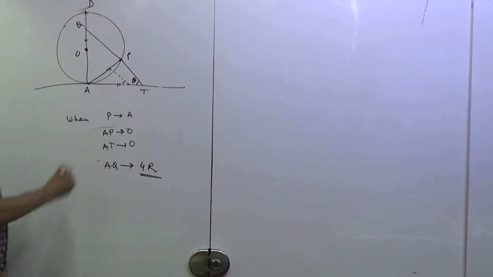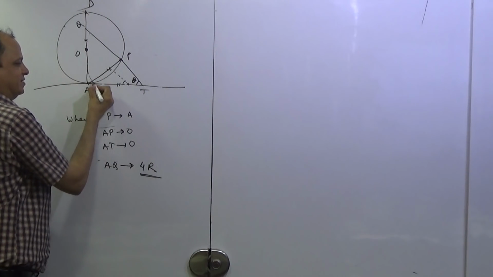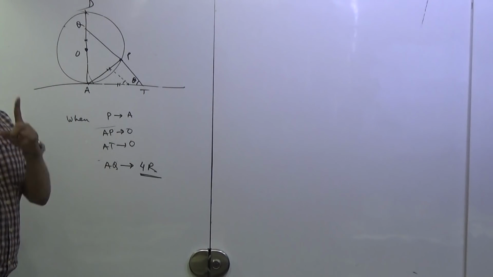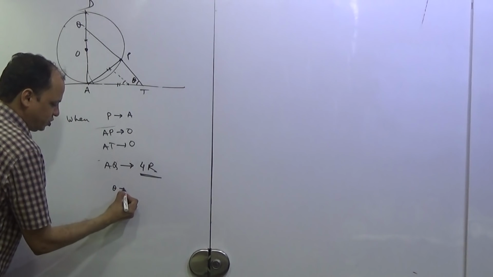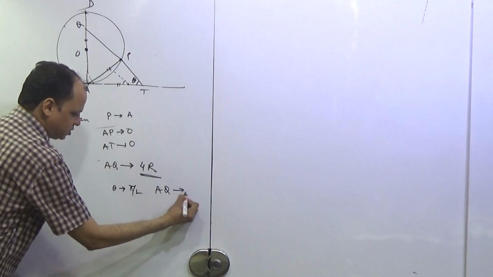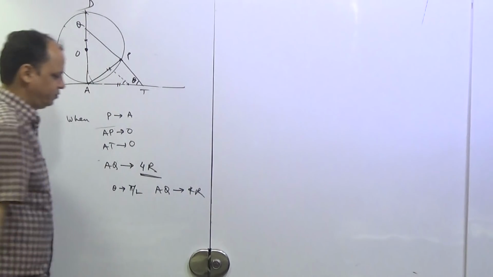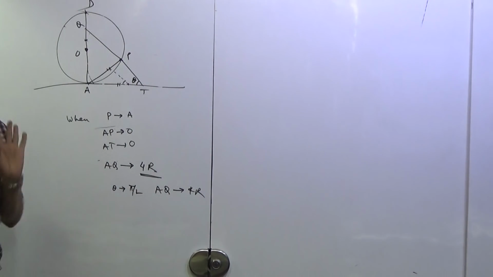And if you take it very near, you will go like this. So it tends towards pi by 2. So if I take this angle as theta, then theta approaches pi by 2, and you have to prove that AQ approaches 4R. So I have to find AQ in terms of theta, and for theta tending to pi by 2, I have to solve it.